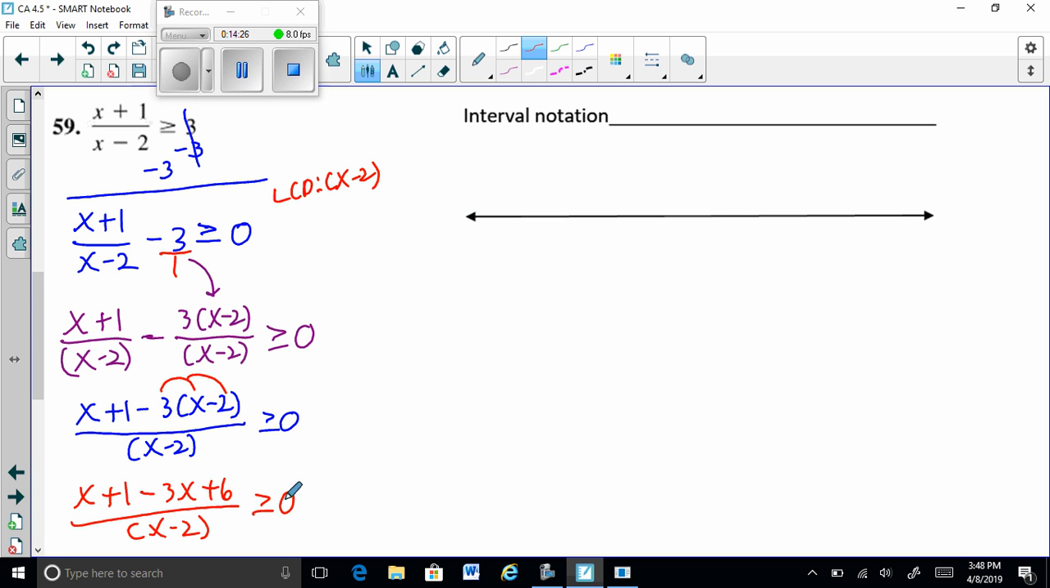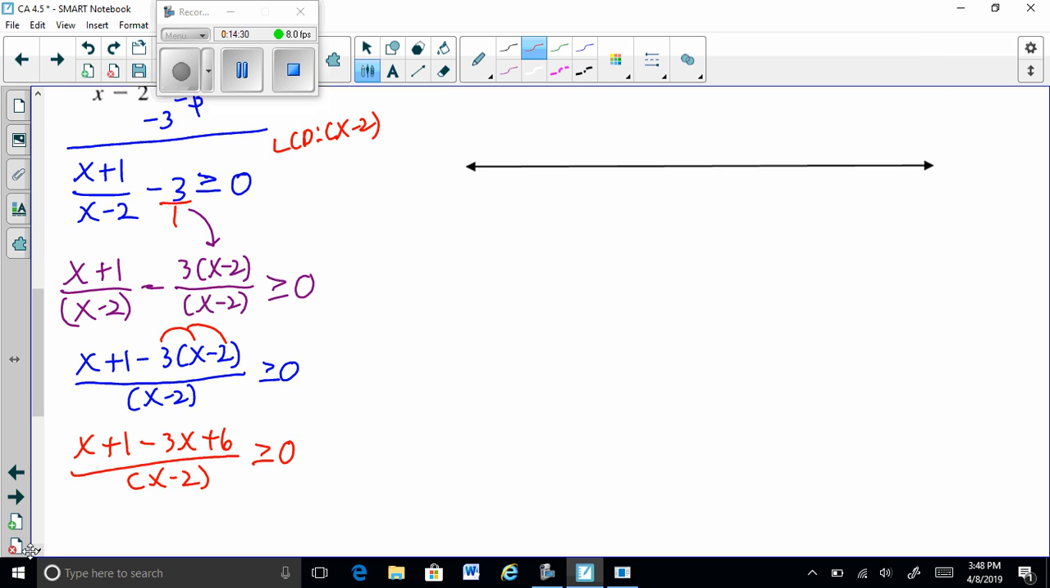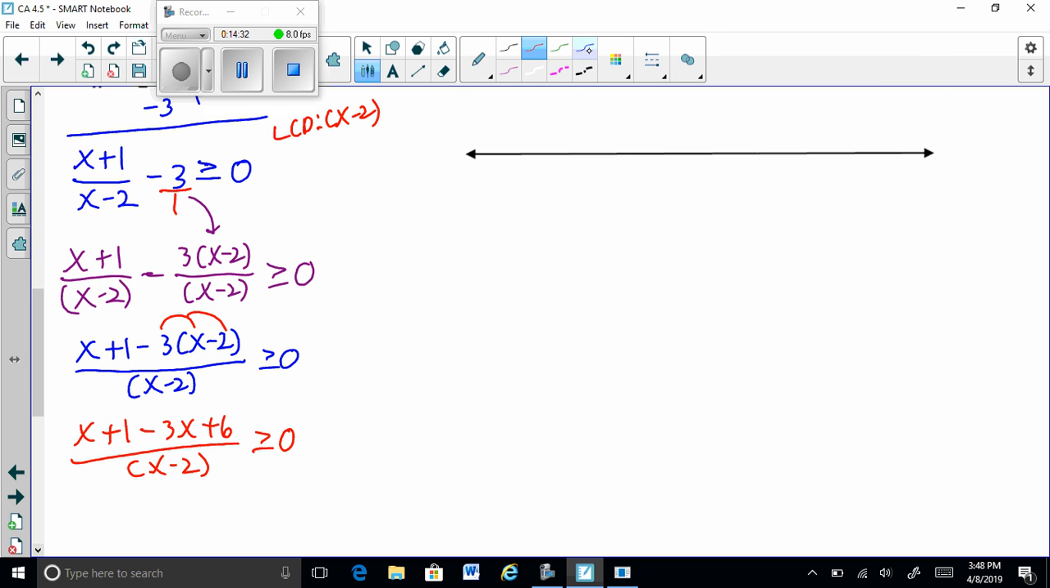All right, so I'm going to keep scrolling down since I got more room down here. I'll scroll back up when I need to. So let's see. I've got my x and I've got minus 3x. So that gives me negative 2x. And then 6 plus 1, that's going to give me 7. Then all over x minus 2, greater than or equal to 0.